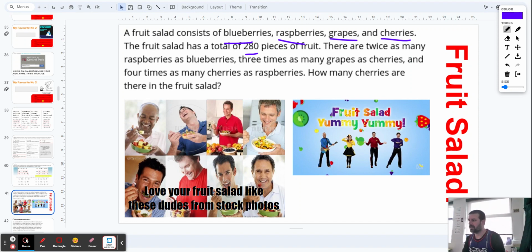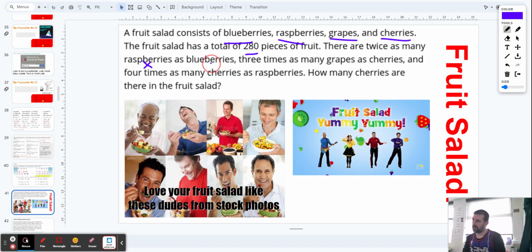If we picked raspberries to be our X, let's just put a little X there, then we could work from that, okay? But it's going to be kind of tricky because there are twice as many raspberries as blueberries. So if we make raspberries X, then the blueberries becomes a half X. And I don't really want to deal with fractions and or decimals if I don't have to. So I'd rather not make raspberries X, okay?